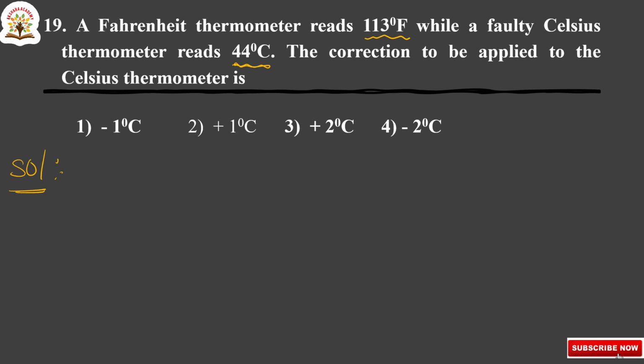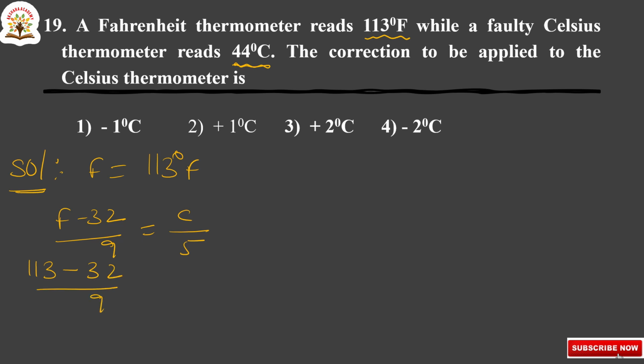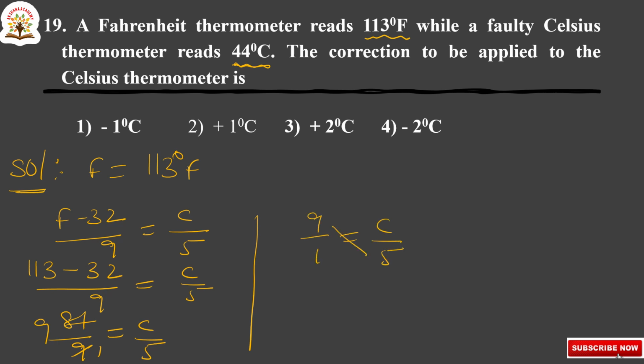Here they given F is equal to 113 degree Fahrenheit. The relation between Fahrenheit and Celsius is F minus 32 by 9 is equal to C by 5. Substituting in the place of F 113, minus 32 by 9 is equal to C by 5. 113 minus 32 becomes 81. 81 by 9 is equal to C by 5. 9 ones are 9, 9 nines are 81. So 9 by 1 is equal to C by 5. Taking cross multiplication, C is equal to 9 fives are 45 degrees.